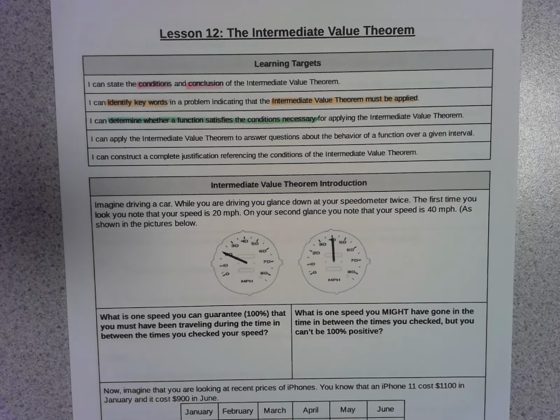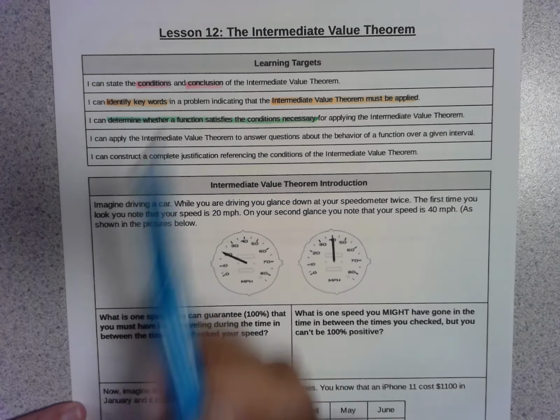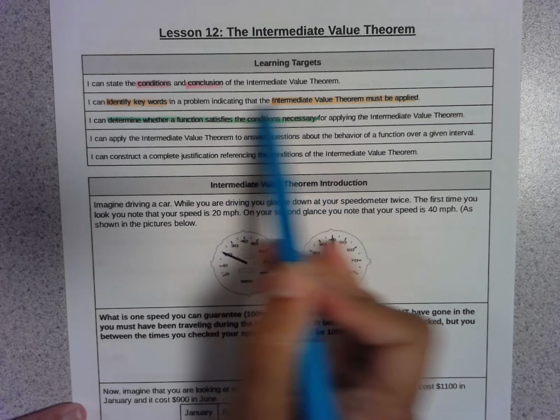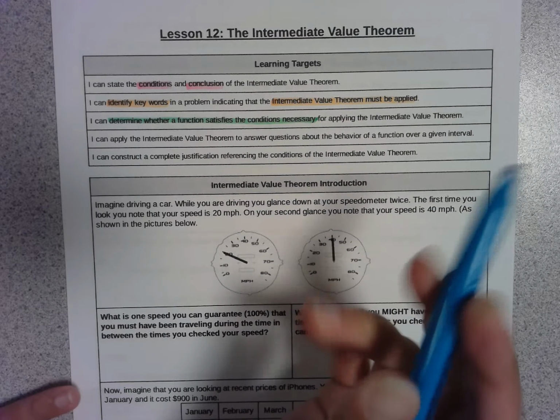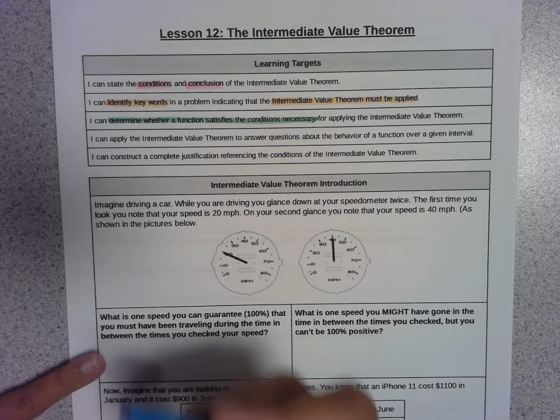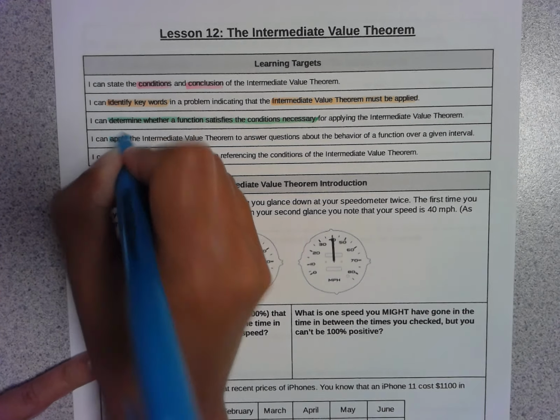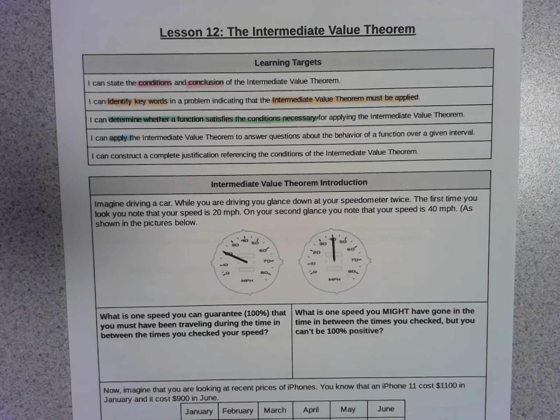And the next one is I can apply the intermediate value theorem to answer questions about the behavior of a function over a given interval. So once we know what the conditions and conclusion are, and we know that we need to use the theorem, and we determine whether it's possible to use the theorem, we need to actually be able to do the problem. So I can actually do the application, apply this to a problem.